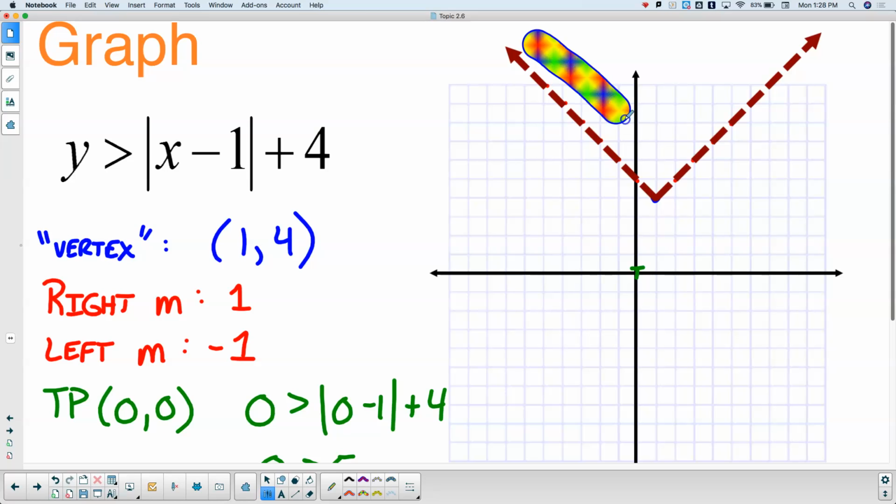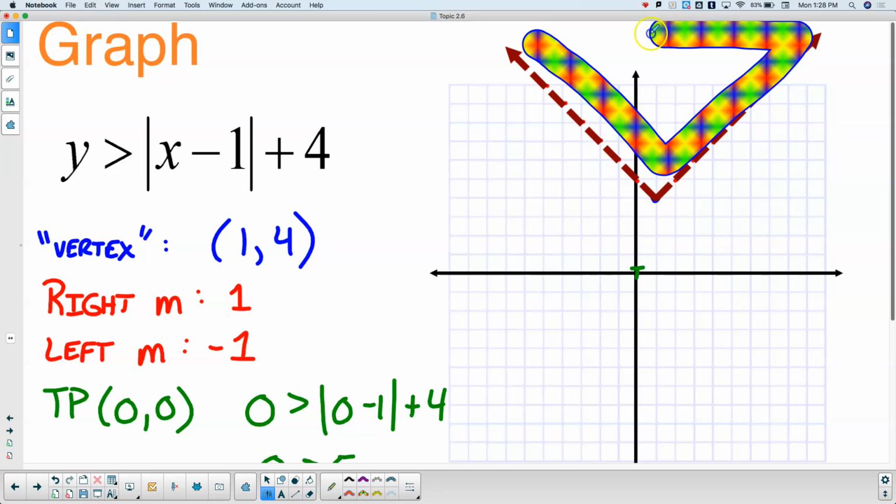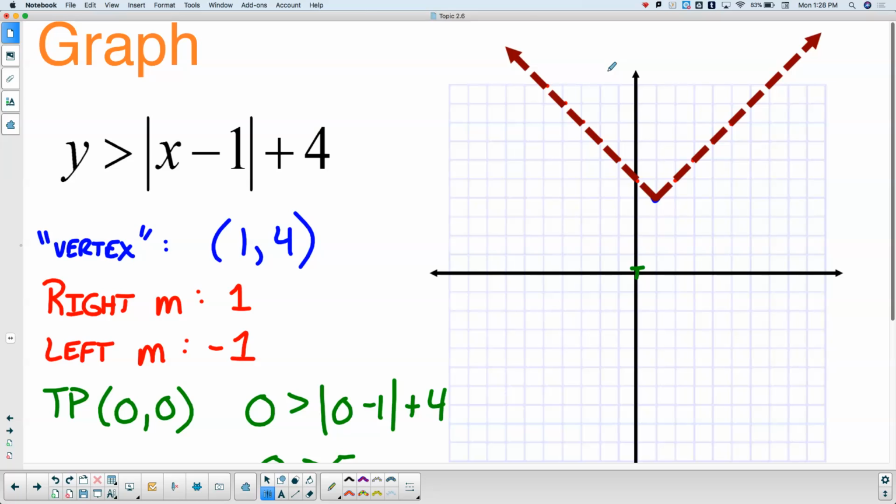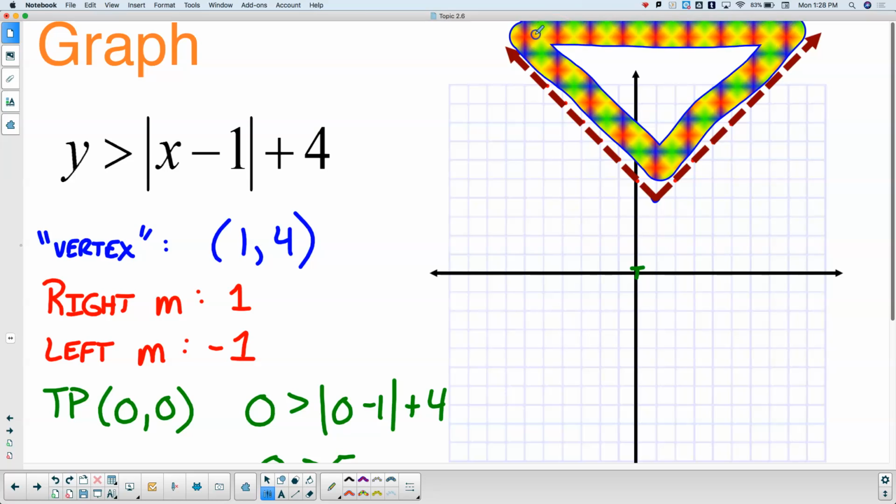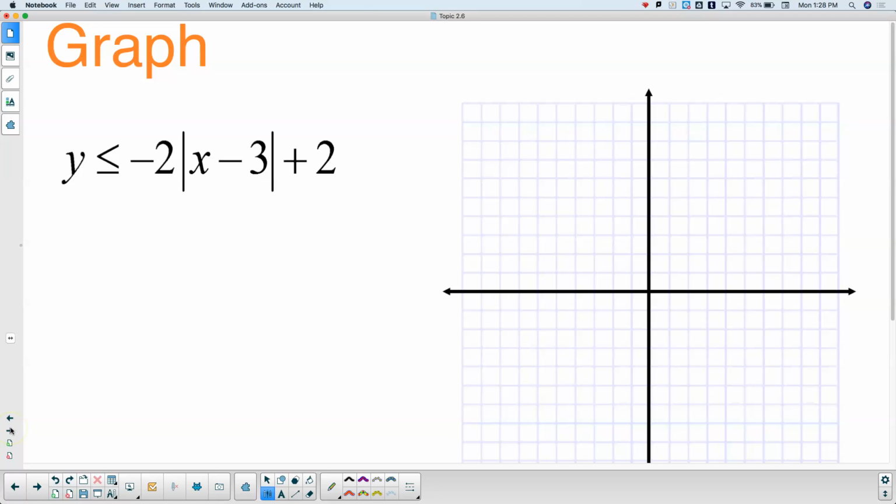Oops, that wasn't good. Restart that, right over the top of my line. And that's what our graph looks like. Love it. What I'd like you to do now is try graphing this particular inequality.